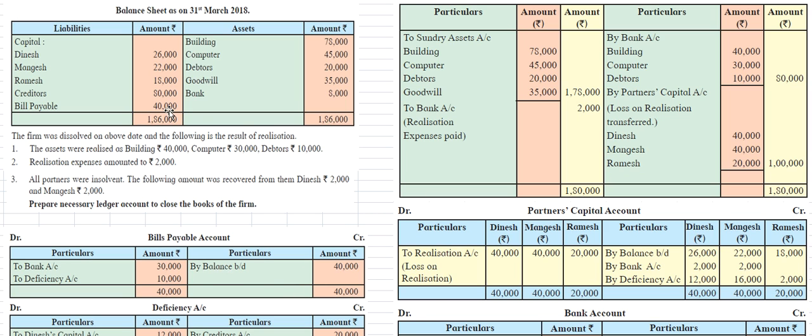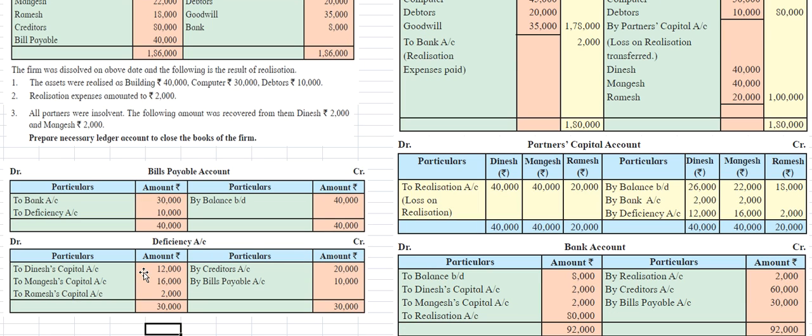80,000 and 40,000 will be taken in the ratio of 8 is to 4. You need to make it a smaller number, that is 4 is to 2. So next, the 4 is to 2. Next, the deficiency amount. The deficiency amount is 30,000 rupees.